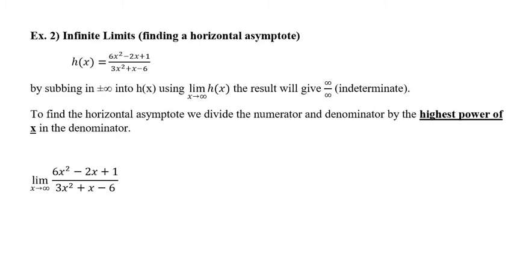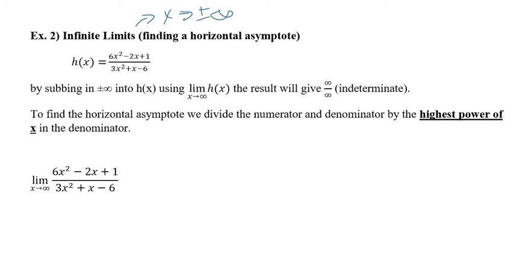Let's talk about infinite limits with horizontal asymptotes. So we're talking about the limits as x approaches positive or negative infinity. For horizontal asymptotes, by subbing in positive or negative infinity into h of x, using the limit as x approaches infinity of h of x, the result will give infinity over infinity, indeterminate. So again, this is another indeterminate form, so we can use some new algebraic methods to help us out a bit.